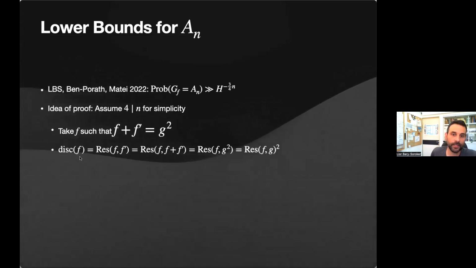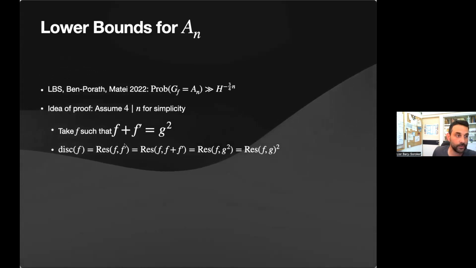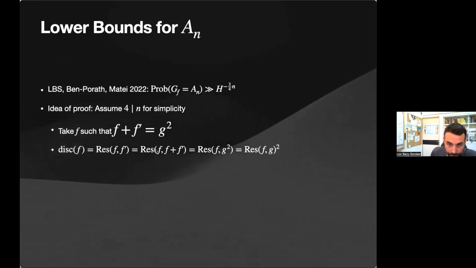So what's the point? That the discriminant of f, I'm using a formula for the discriminant. The discriminant is the resultant of f and f prime. And the resultant, if you think about one of the formulas for the resultant as a product over the zeros of f, when I evaluate f prime at the zeros of f, then it's clear that I can replace f prime by f plus f prime. So it's the same value.